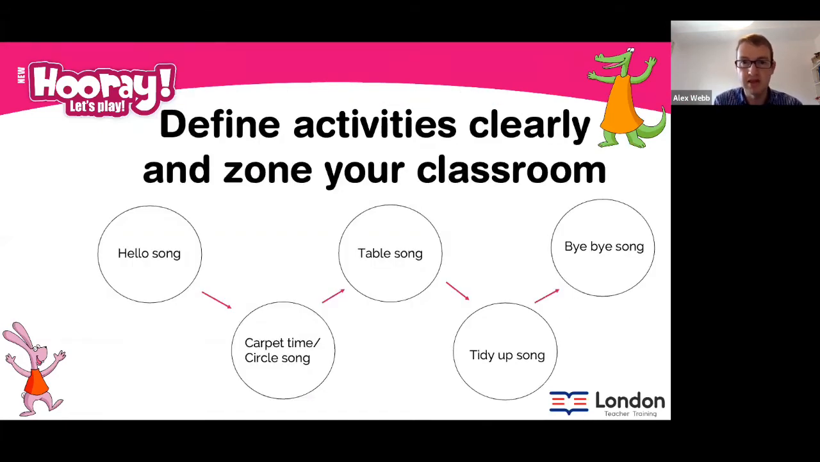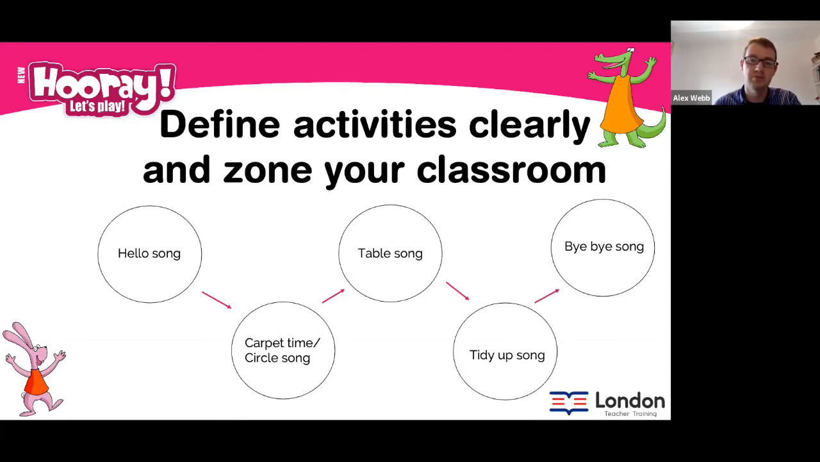The next thing, defining your activities clearly and zoning your classroom. What do I mean by zoning your classroom? I mean having different parts of the classroom for different activities. Okay, and this is really important for young learners because it helps them to recognize when one activity has finished and another one is going to start.